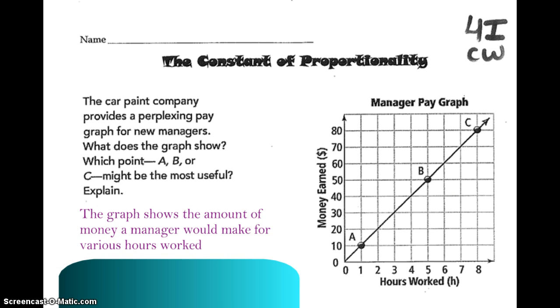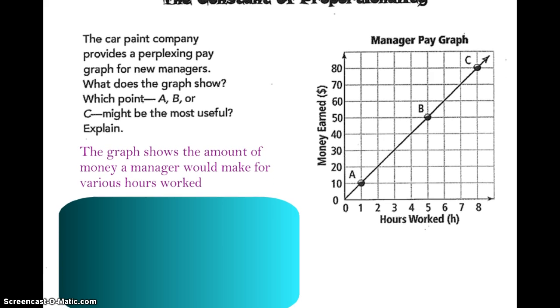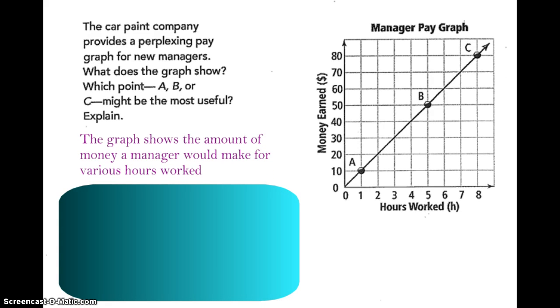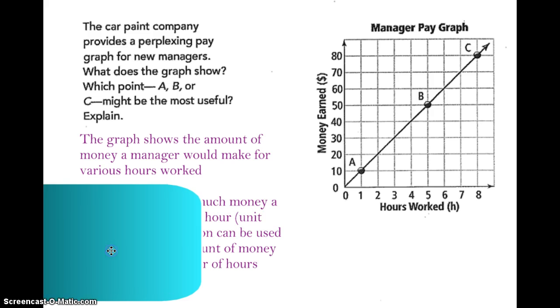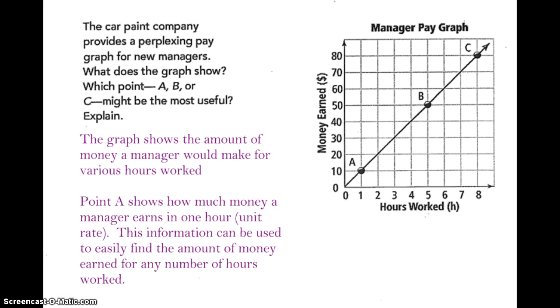The graph shows the amount of money a manager would make for various hours worked. So that answers the question, what does the graph show? Now to answer the question, which point might be the most useful, point A shows how much money a manager earns in 1 hour. So this is actually the unit rate. Remember, the unit rate has to do with 1 unit, and that's always going to be on the x-axis where you'll look for the 1.